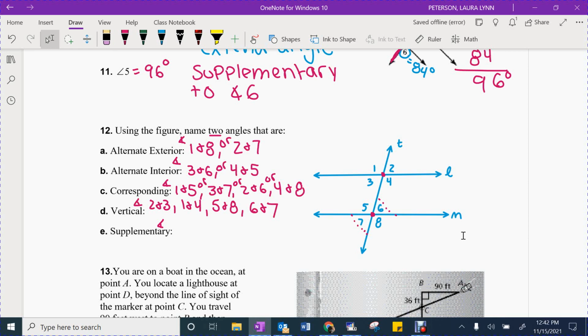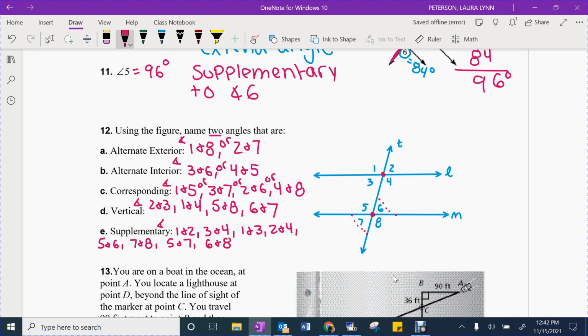Now our last set, supplementary. Now this is the lengthy one because you could have listed so many pairs. As long as your two angles were right next to each other on the same straight line, they will be supplementary. Now I'm going to list every single pair. As long as you have one of these pairs, you are good. We could have said 1 and 2, 3 and 4, 1 and 3, 2 and 4, 5 and 6, 7 and 8, 5 and 7, 6 and 8.